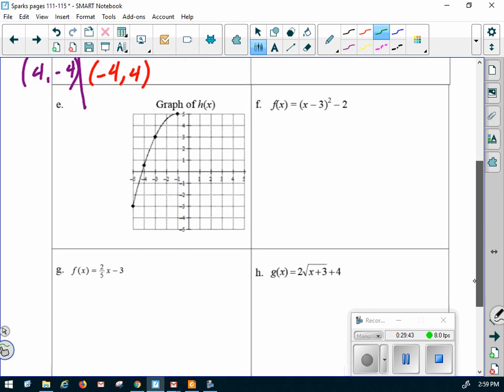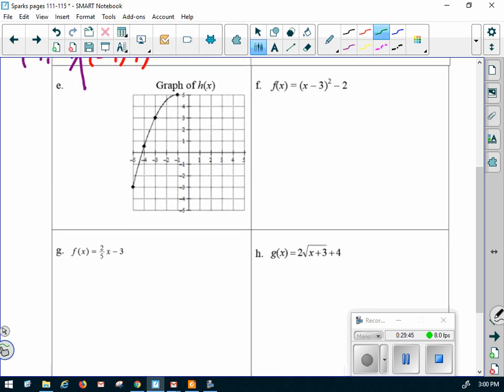You're welcome. Look at E. Does E have an inverse? Yes, because it's always increasing, right? So it passes the horizontal line test. Since h of x passes the horizontal line test, it's 1 to 1, so its inverse exists. You good there?